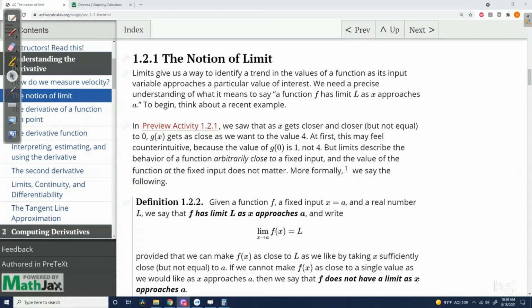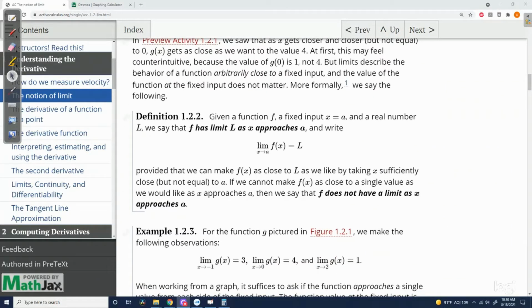This is the video for section 1.2.1, the notion of limit. So we saw in the preview activity that we had this idea of x getting closer and closer to a value and then g of x getting closer and closer to some value and seeing what happens there. We can formalize this language using a definition. So, the mathematical definition of limit.